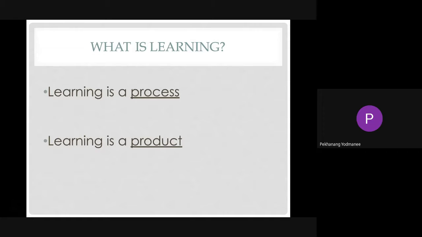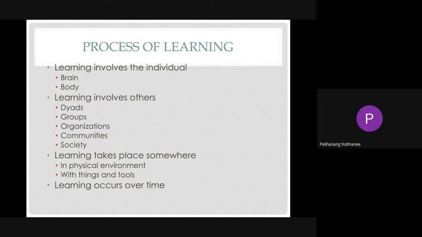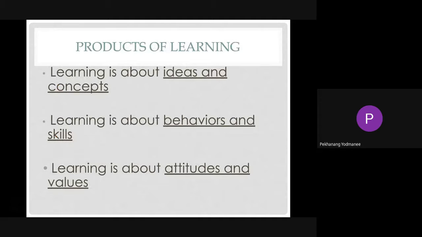Learning is a process. Okay, guys, look at learning: it involves the individual, brain, body. Learning involves others: dyads, groups, organizations, communities, society. Learning takes place somewhere in a physical environment with things and tools. Learning occurs over time, so learning has an impact on the system, with yourself, with the society, with the environment also. Products of learning: learning is about ideas and concepts, learning is about behaviors and skills, learning is about attitudes and values.